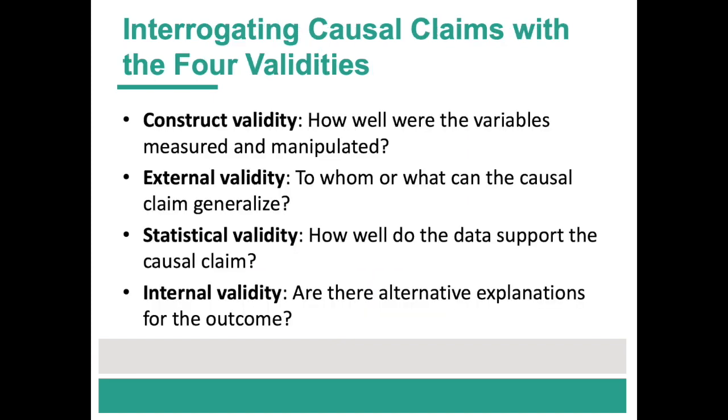All right, the last thing, interrogating causal claims with the 4 validities. So of course, again, we have construct, external, statistical, and internal validities. So construct validity is asking how well were the variables measured and manipulated. External is to whom or what can the causal claim generalize. Statistical is how well do the data support the causal claim. And fourth, with internal, are there alternative explanations for the outcome?